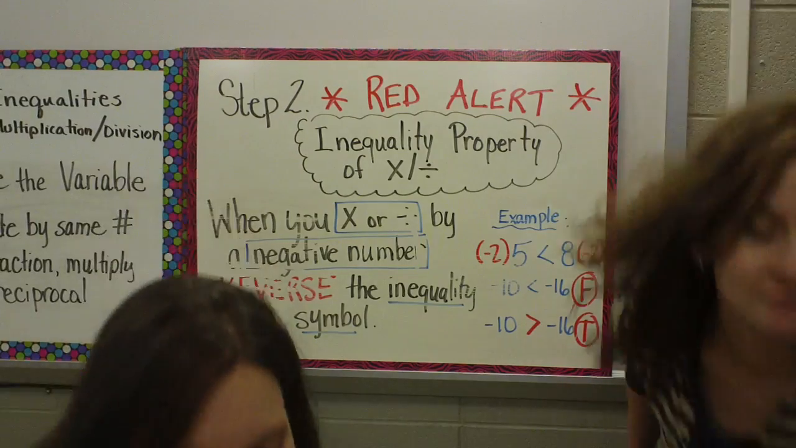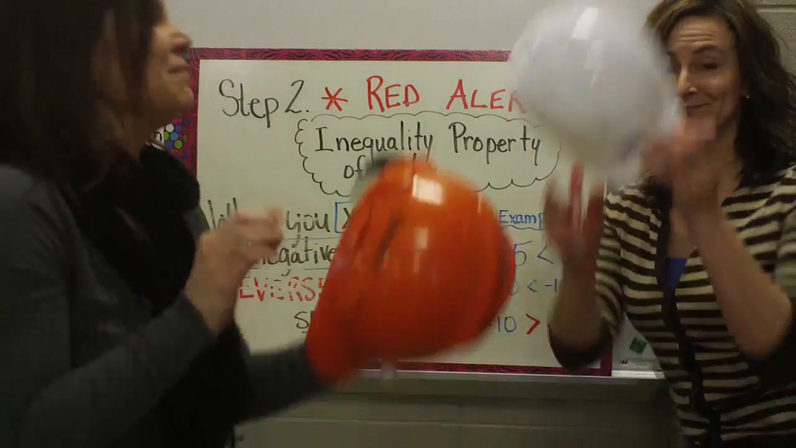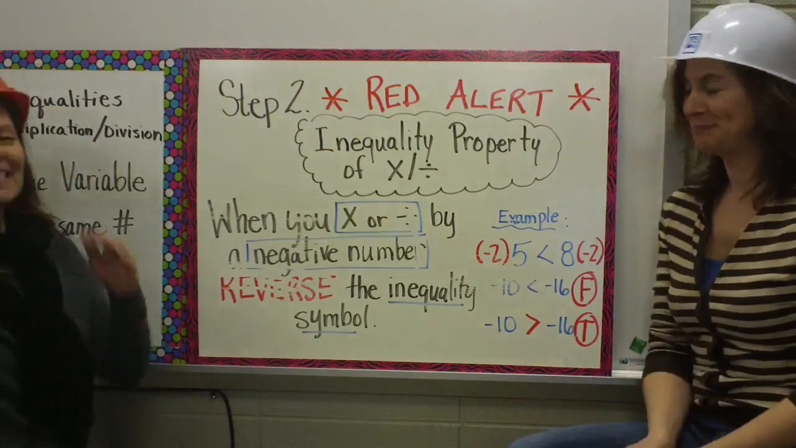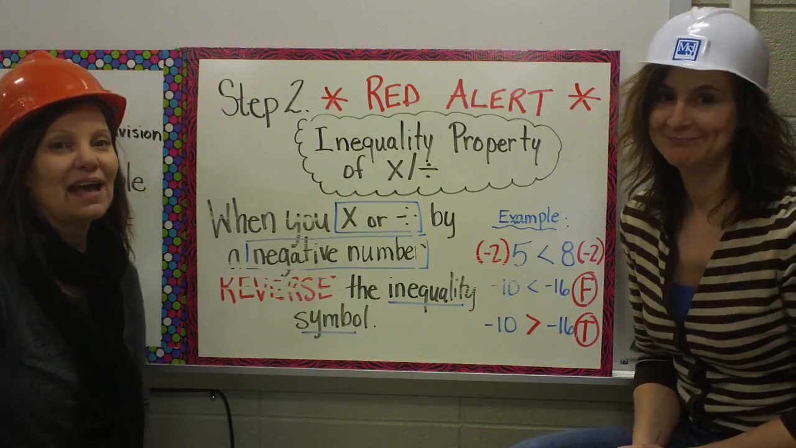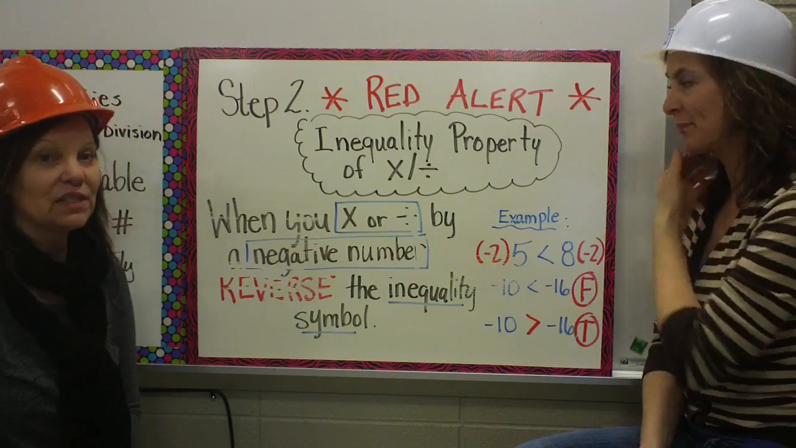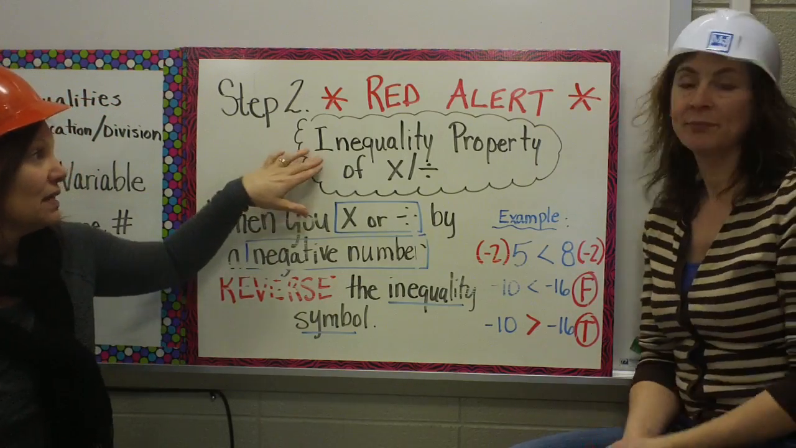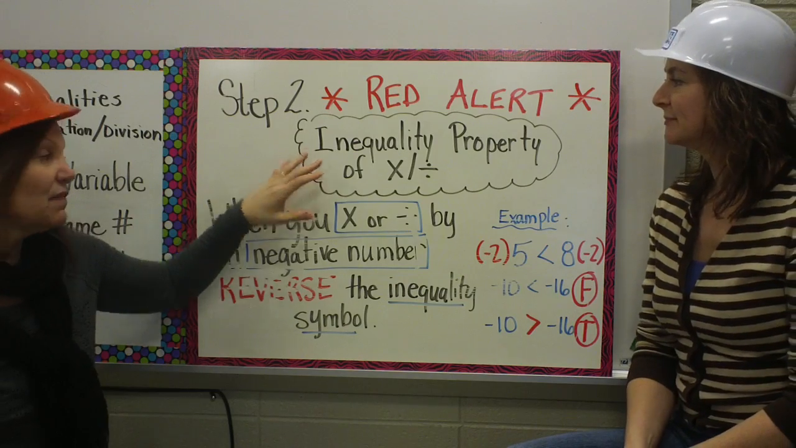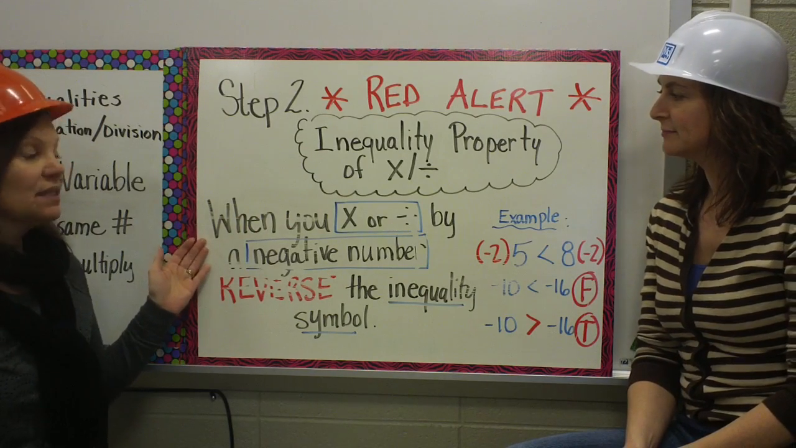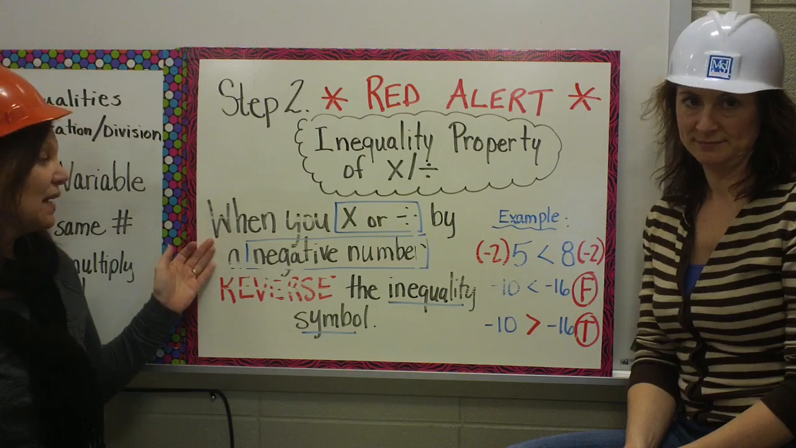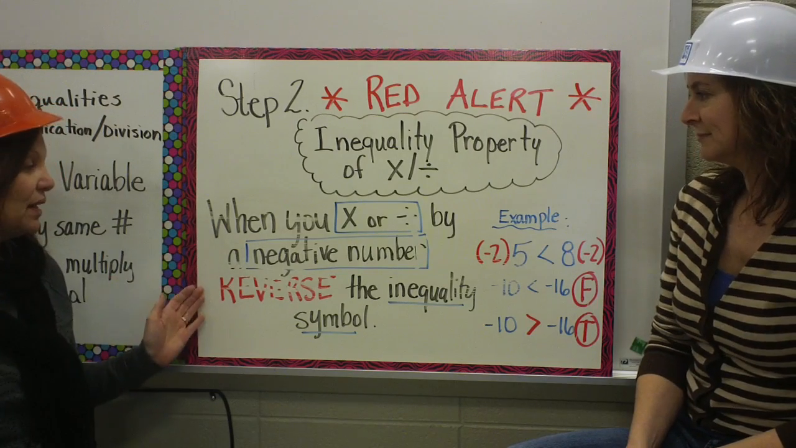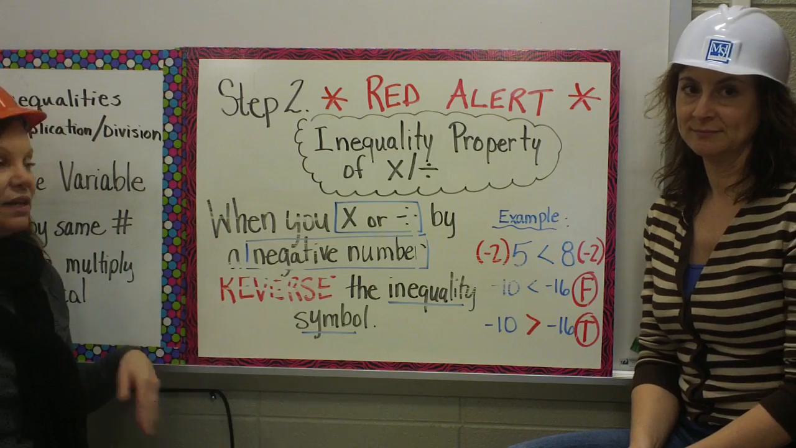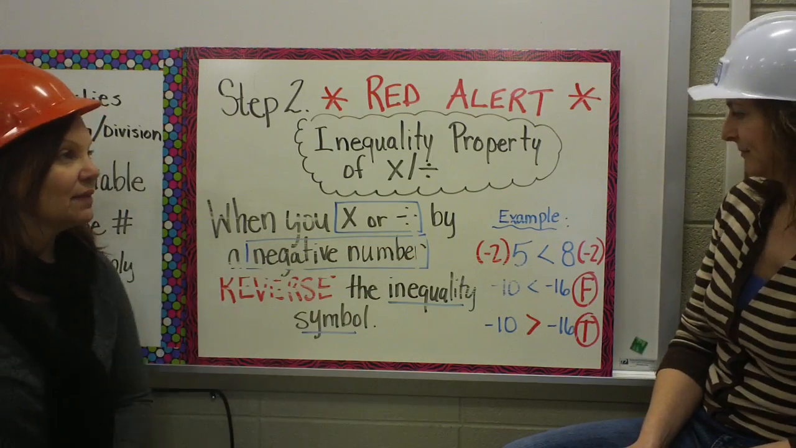Step 2. Red alert! Red alert! All right, step 2, we do not have when we are solving equations. There's a step called the inequality property with multiplying and dividing. And it states, when you multiply or divide by a negative number, reverse the inequality symbol. Here's an example that explains why.